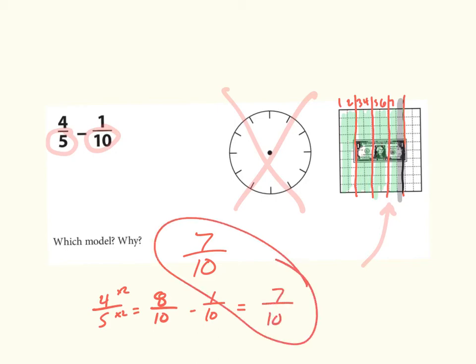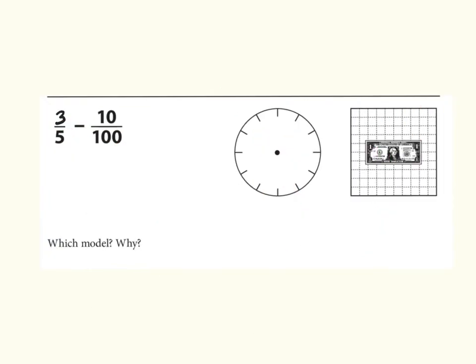7/10. So this would be a picture representation or model of the mathematical formula that you see below. All right, last one here. So I'm looking at 3/5 minus 10/100. So again, which model am I using? Well, I'm using the one that these denominators tell me to use, right?